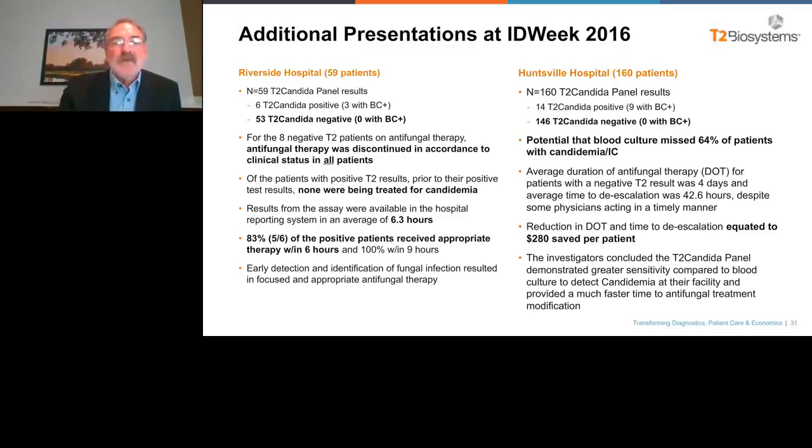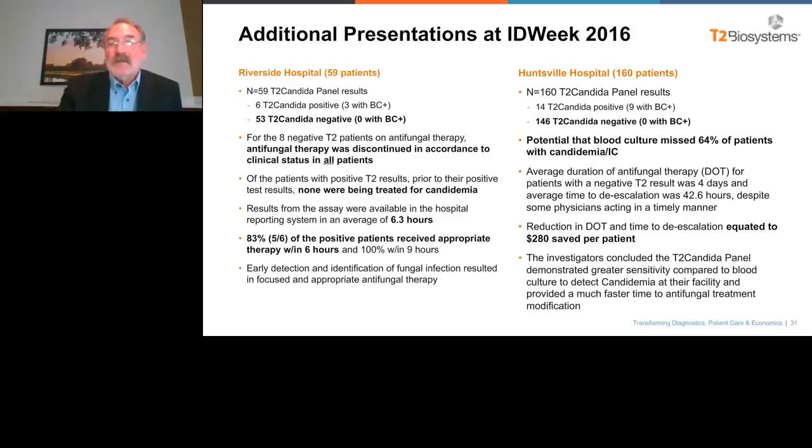Of the patients with positive T2 results, prior to their positive test results, none were being treated for Candidemia. And antifungal therapy was then administered to 5 of those 6 patients within 6 hours of testing and 100% within 9 hours. And the results were available in the hospital reporting system in an average of 6.3 hours. So clearly early detection and identification of fungal infections resulted in focused and appropriate antifungal therapy.